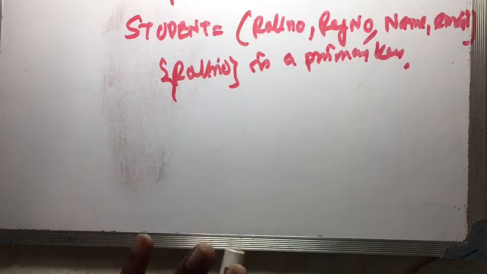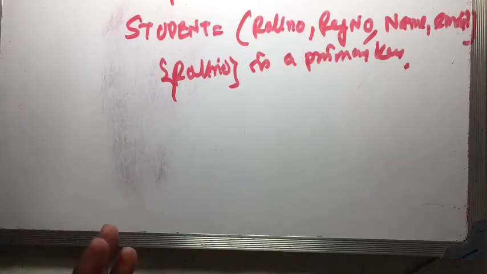Primary keys are not necessarily a single attribute. It can be a combination of two attributes. It has a single attribute, like I can take row number singly as primary key, but I can also take row number comma registration number as primary key. So it can be a combination of two attributes also.